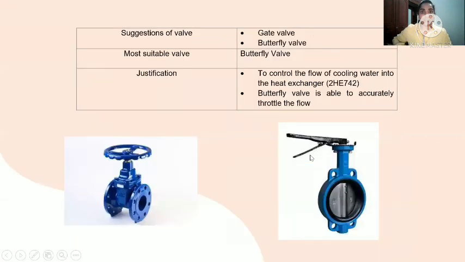Next, moving on to the valve. We suggest gate valve and butterfly valve. But then we chose the butterfly valve because it can control the flow of cooling water which enters the heat exchanger. It is also able to accurately throttle the flow.